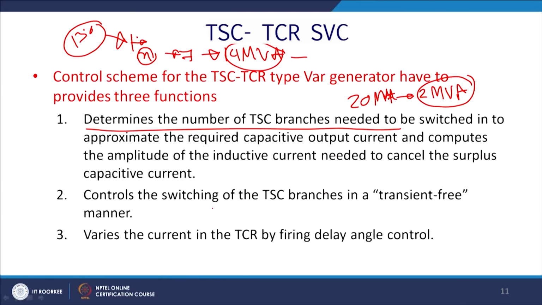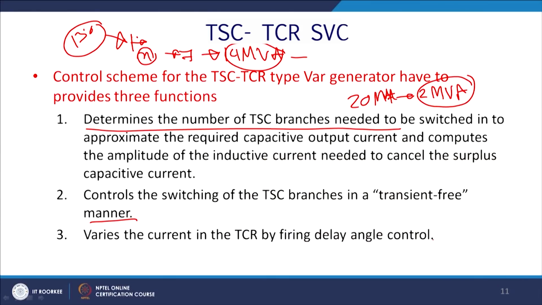Next slide. The controls: the switching of the TCSC branches in a transient-free manner. That is very important, since you are inserting a capacitor. So, you have to do the 0 voltage switching that we have discussed previously. When you are inserting a capacitor, ensure that the supply voltage and the capacitor voltage are the same, or that the supply voltage is 0 when you switch on this capacitor. Then vary the current in the TCR by firing angle delay control.